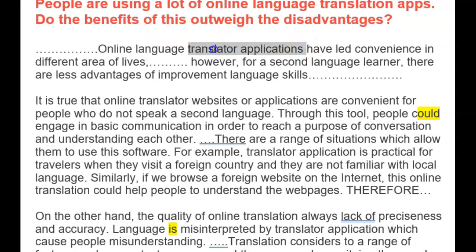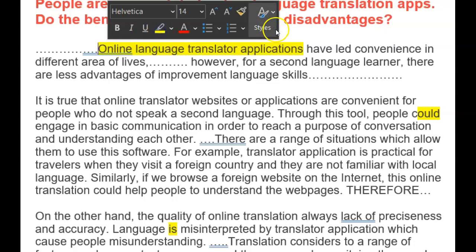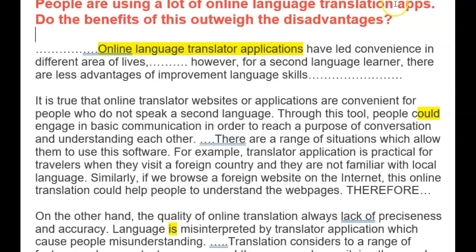Now, be careful here because you've used just the same words as in the question, and it's really important. I know you can't avoid it all the time, but it's very important, especially in the introduction, that you paraphrase. So here where you've said translator websites, you could put that up here. So instant translating websites or instant something like that have led to convenience in different areas of our lives.